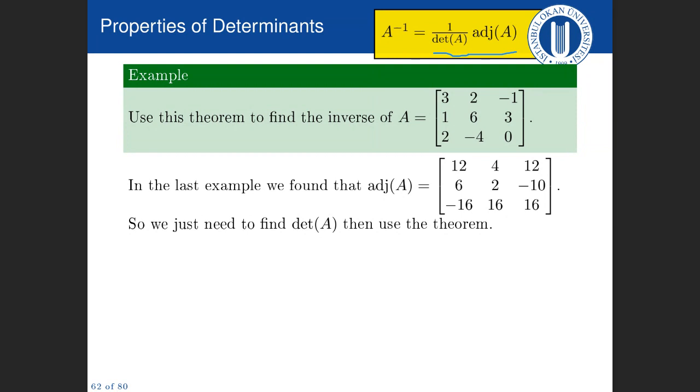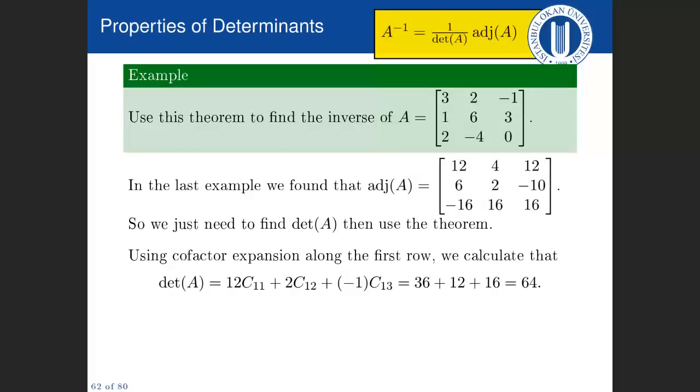I've showed you lots of different ways to calculate the determinant of a matrix. For example, we could use cofactor expansion along the first row. I'll leave this for you to check. We get 64. There's a typo here as well, of course. This should be true.